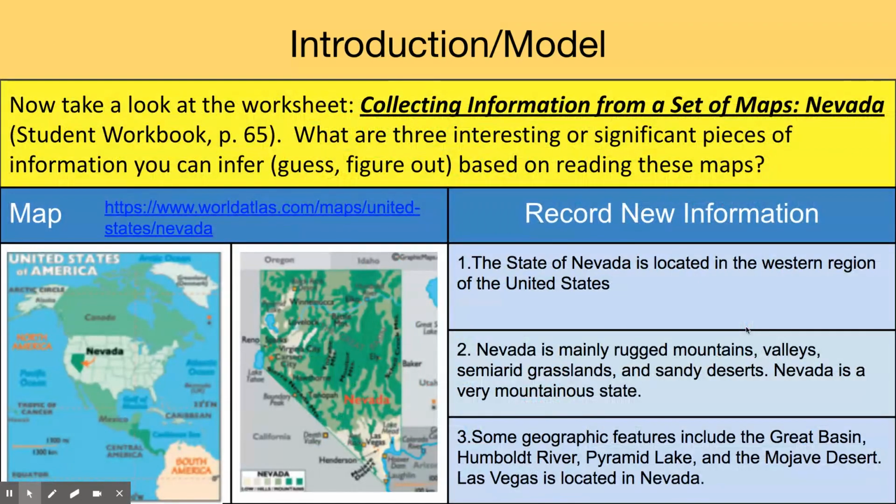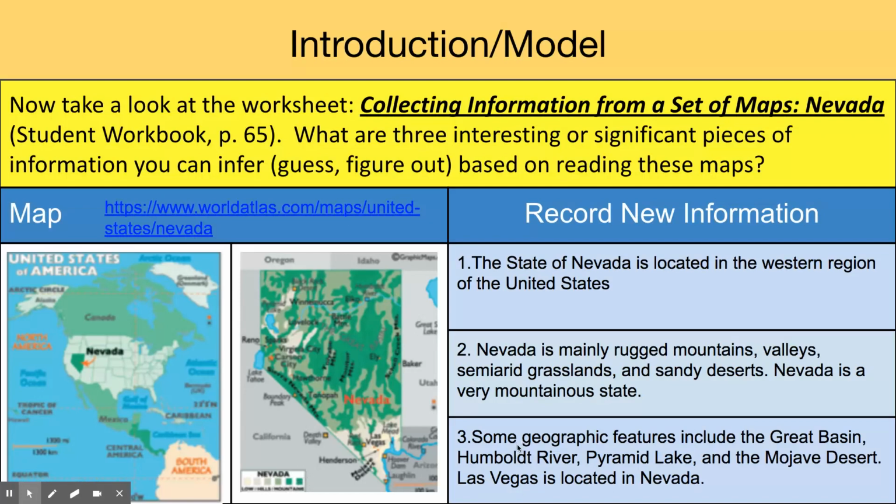Let's start to look at some summarizing facts that we can infer from looking at these two maps. So here's some information we can certainly infer. First off, the state of Nevada is located in the western region of the United States, as we can see by the map on the left. Nevada is mainly rugged mountains, valleys, semi-arid grasslands, and sandy deserts. Nevada is a very mountainous state. And again, we can see that information just by looking at the map on the right. By looking at the colors at the bottom, we can tell that mainly the land is green, showing many mountains.